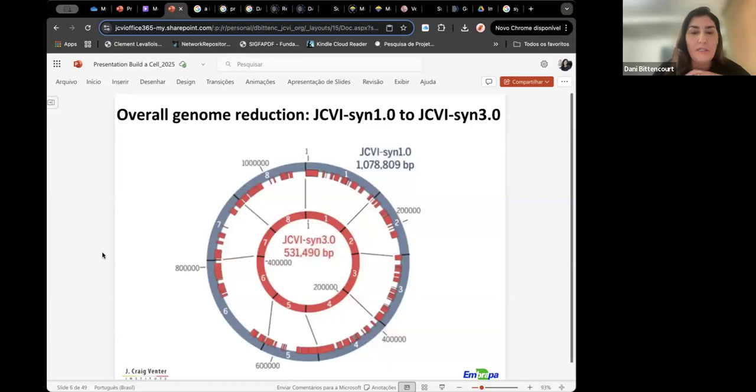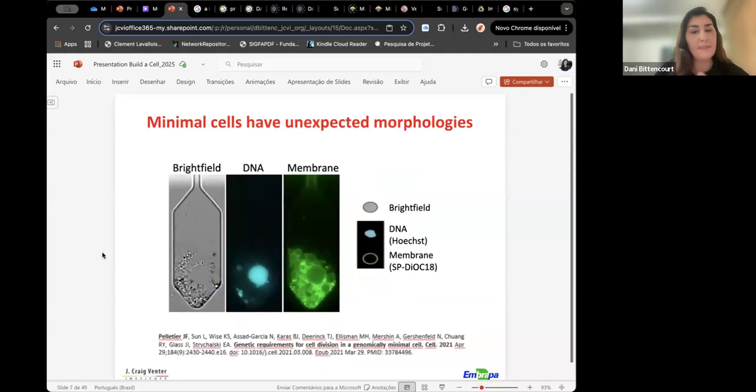And after the genome minimization, the second round of trying to assemble a smaller genome, JCVI obtained Syn3.0, as I said before, with almost half the size of the original genome. But interestingly, when they first built JCVI-syn3.0, it actually had unexpected morphologies.